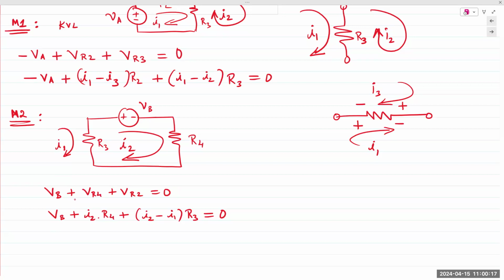So VB, of course, is the voltage source. We are summing up the voltages, so we do not have any need to express it with anything. We simply write VB, then VR4 is not shared, so it's just I2 times R4. R3 is shared. I2 will be positive, I1 will be negative, opposite directions, and hence I2 minus I1. I will go over mesh 2 again in next class. Okay, but think on this.